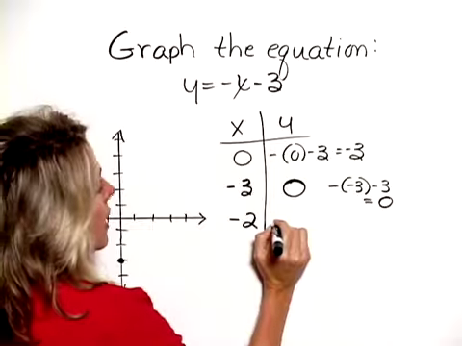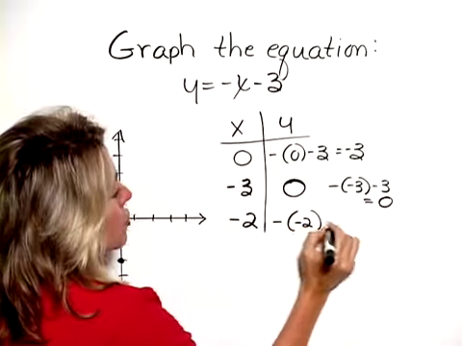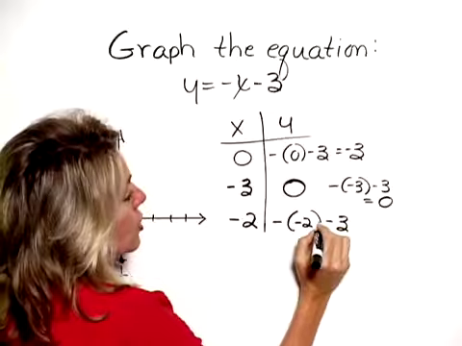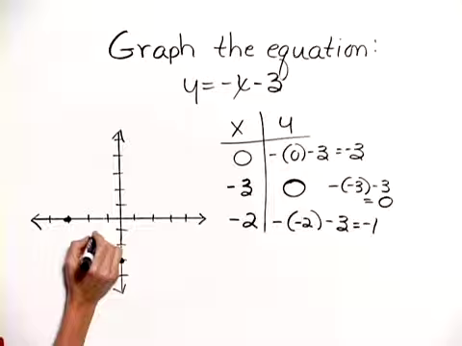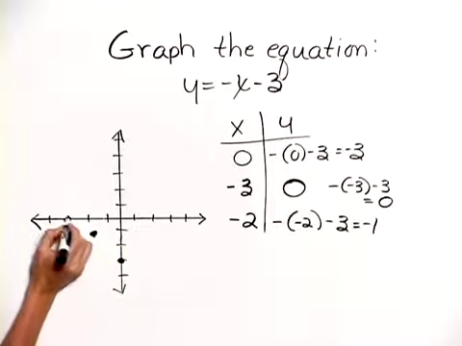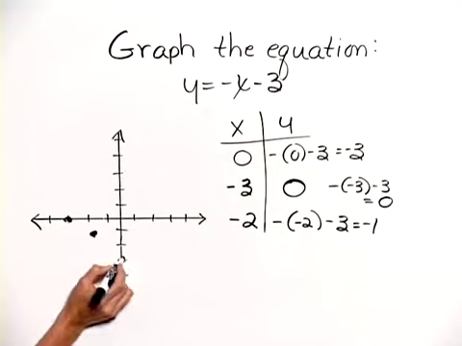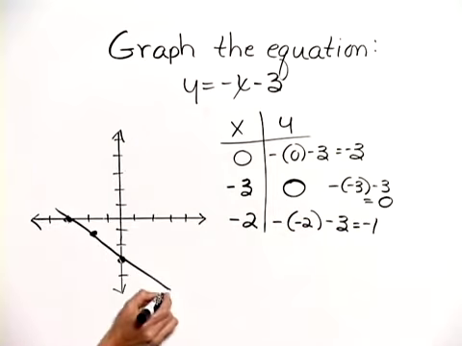So we have negative 2 minus 3, or 2 minus 3 is negative 1. So we have the point (negative 2, negative 1). Right, and then we connect those points with a straight line. And we have the line for y equals negative x minus 3.